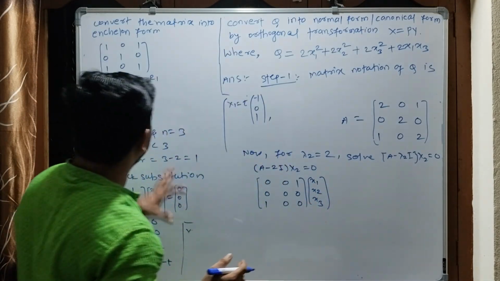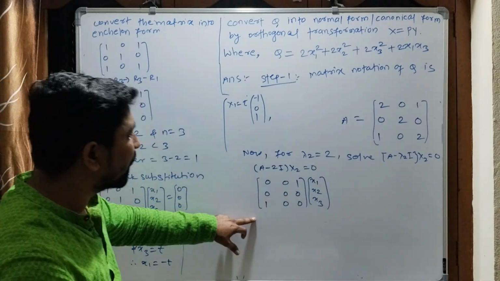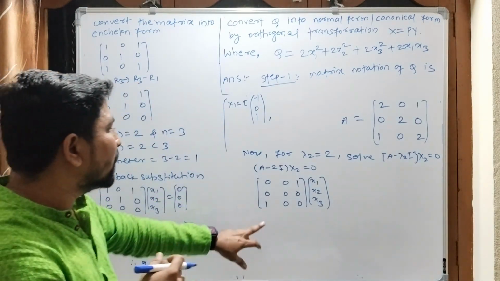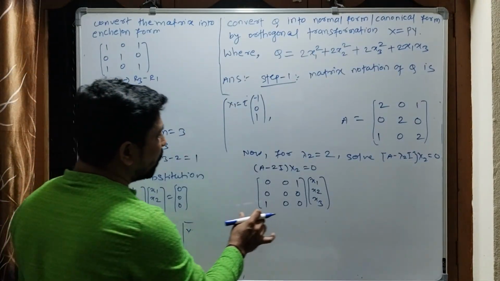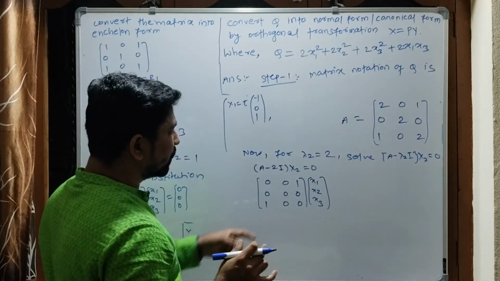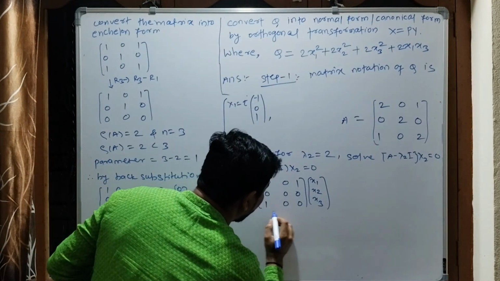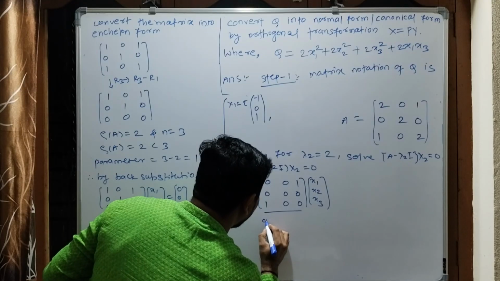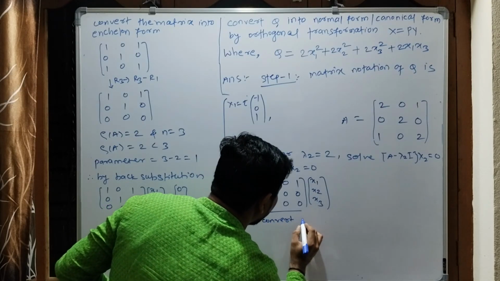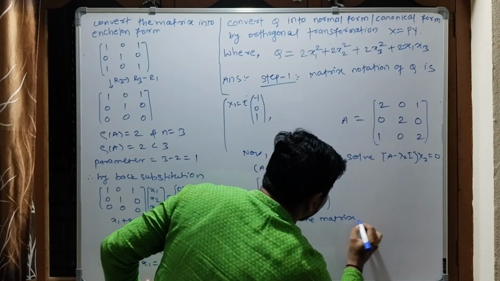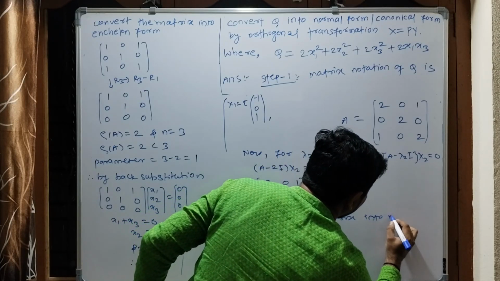Now in the same way as before, I want to convert this matrix into echelon form. In this case the matrix is not in echelon form, because the zero row occurs above the non-zero row. So I want to convert this matrix into echelon form.